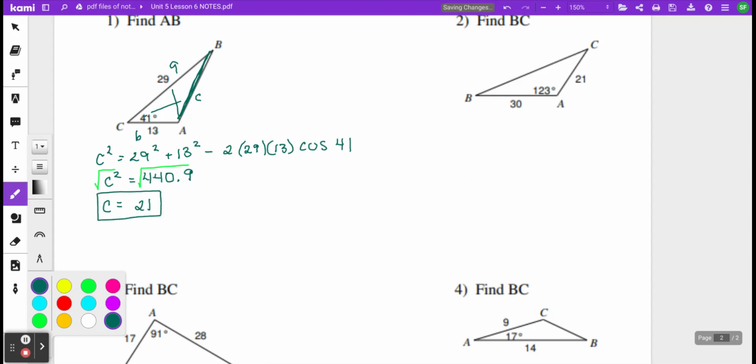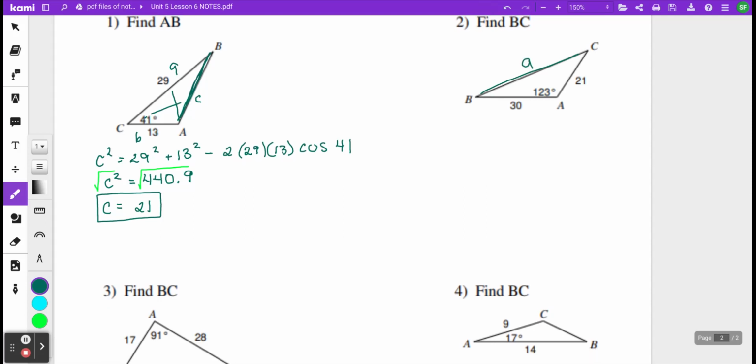Okay. Now the next one we're going to do is find BC. So BC is going to be our A. The side across from angle B is B, and then C. At first, if you are going to get those mixed up, just make sure that the side and angle you're looking for is written correctly.